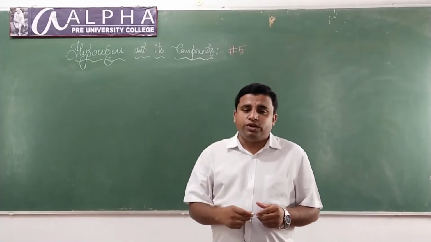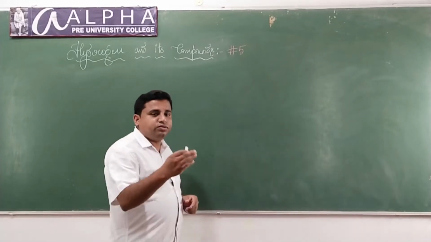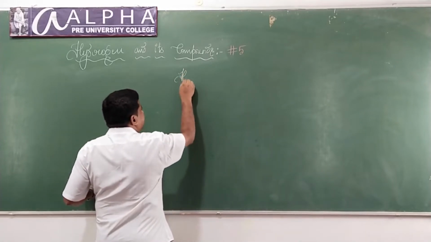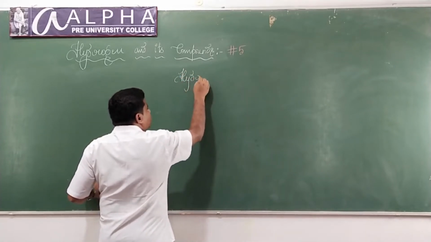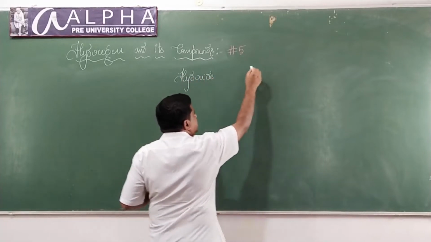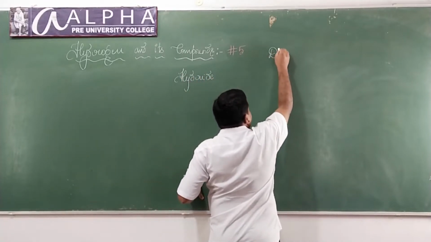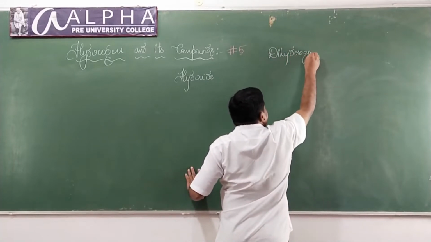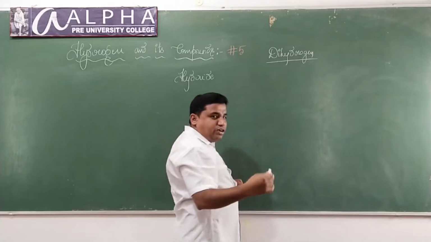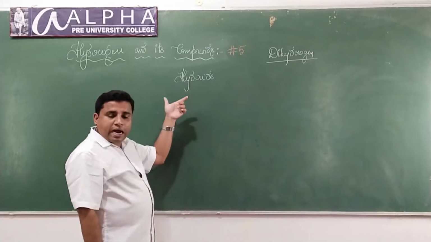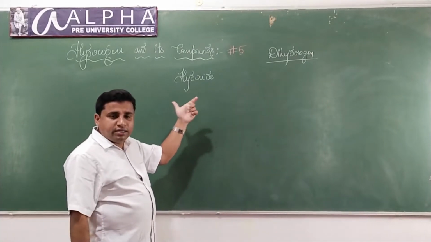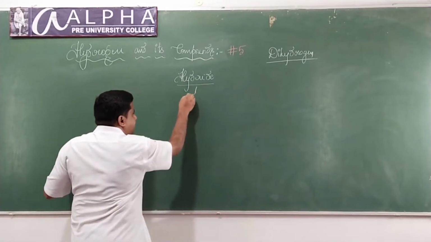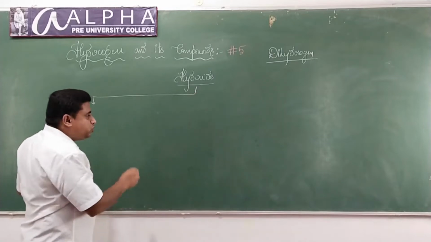In the previous video we started with a new compound of hydrogen. What was it? Hydride. So far we have finished dihydrogen. In the last class we studied the introduction to hydrides. I told you what hydrides are and how they are classified. Hydrides are classified into three types. Which are those three types?